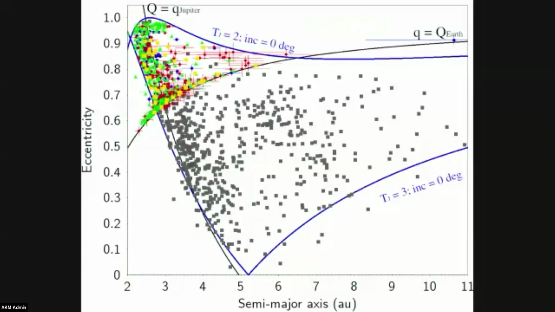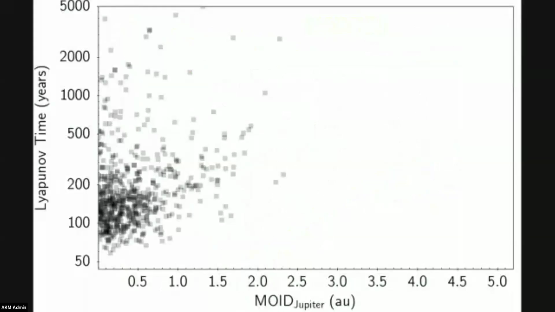Inherently, these are only barely overlapping with the JFC population. The JFCs are these squares. So they only overlap with this region, because that's the region that is Earth crossing. So how do the dynamics look?